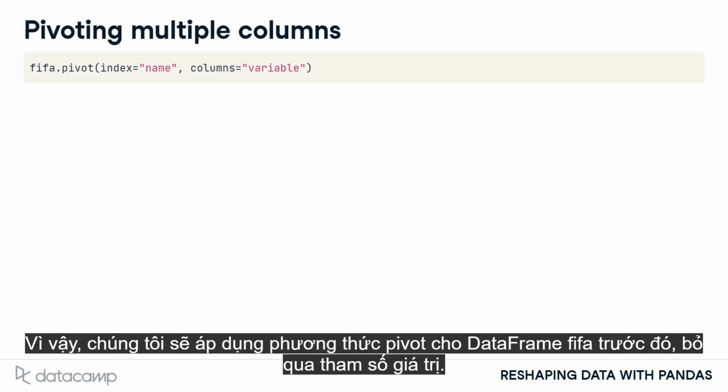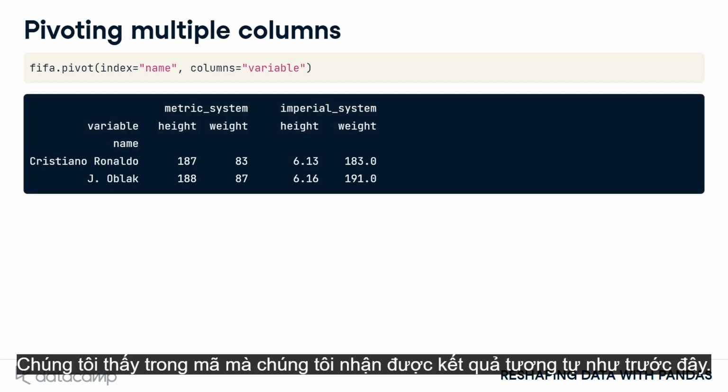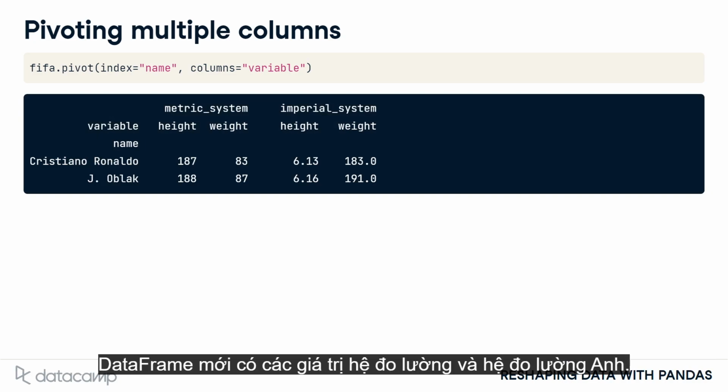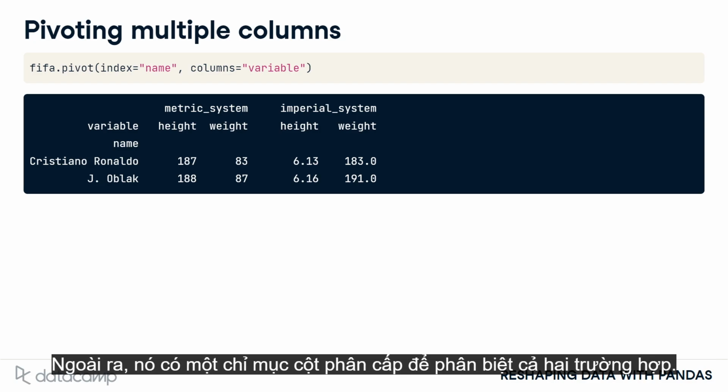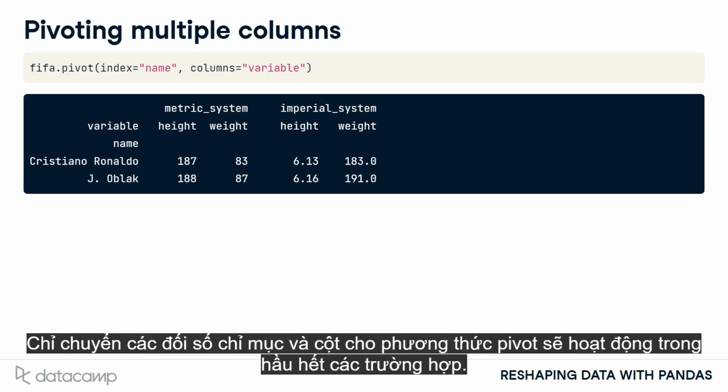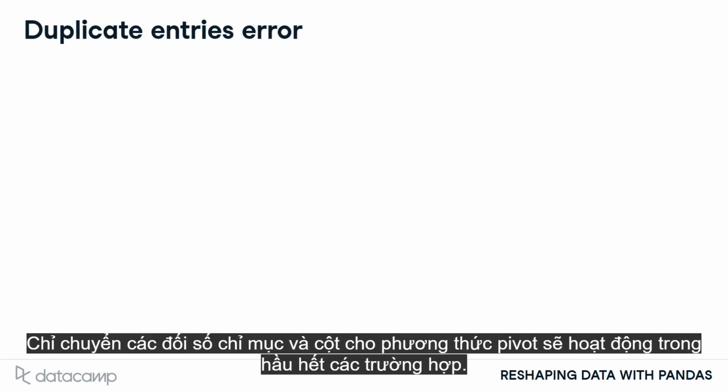So, we'll apply the pivot method to the previous FIFA data frame, omitting the values parameter. We see in the code that we obtain the same result as before. The new data frame has the metric and imperial system values. Also, it has a hierarchical column index to distinguish both cases. Passing only index and columns arguments to the pivot method will work in most of the cases.